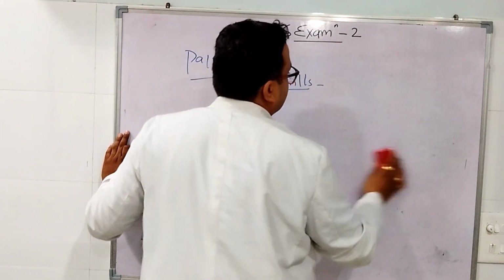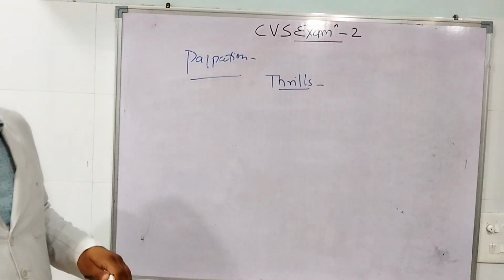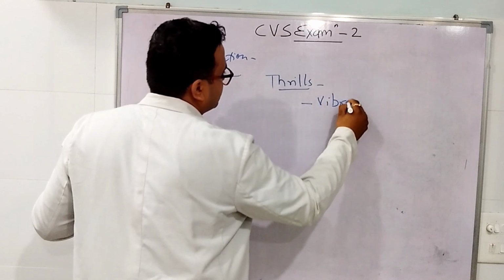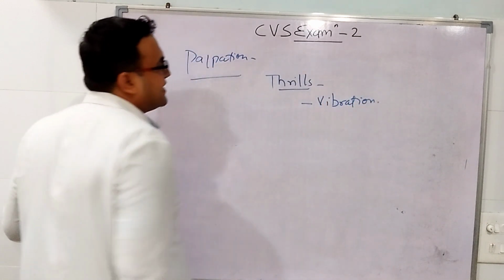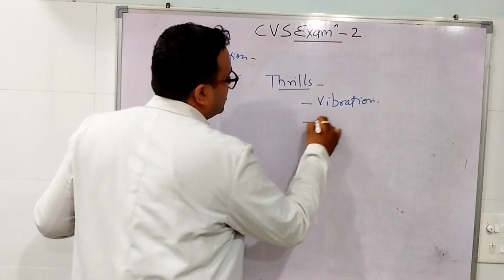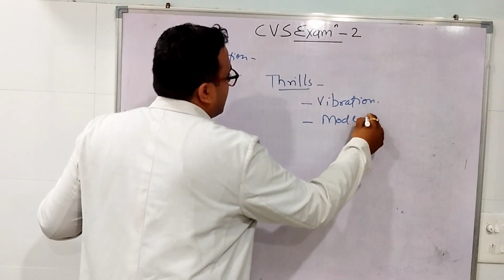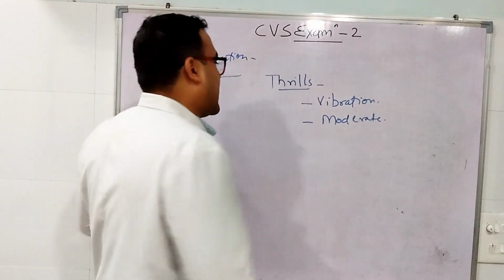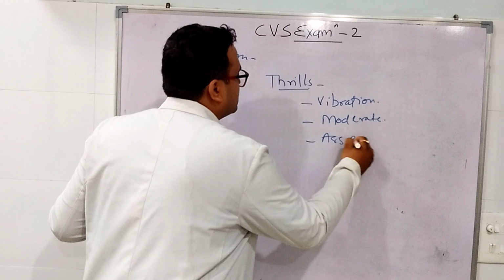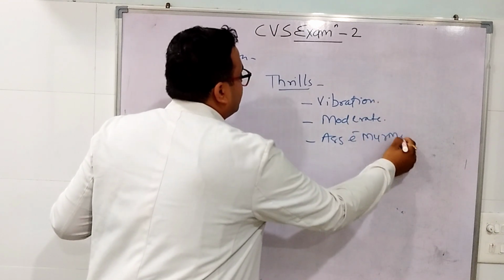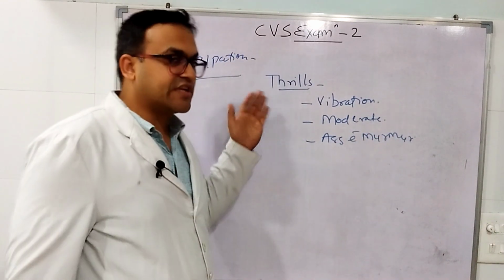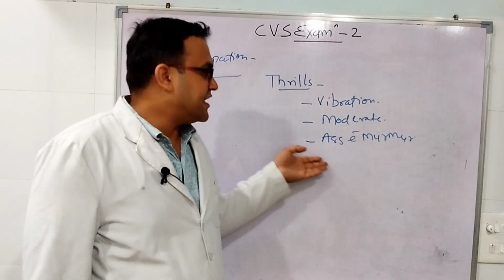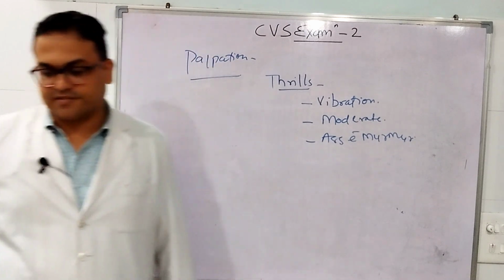How do you differentiate between a thrill and a hyperdynamic state? With a thrill there will be a definite sense of vibration for a moderate duration. In hyperdynamic circulation the duration will be less, and in thrills it will be more, and it will be associated with a murmur. Very rarely, in very low pitched murmurs, there can be thrills present with absence of an auscultatory murmur, but mostly it is associated with murmurs.